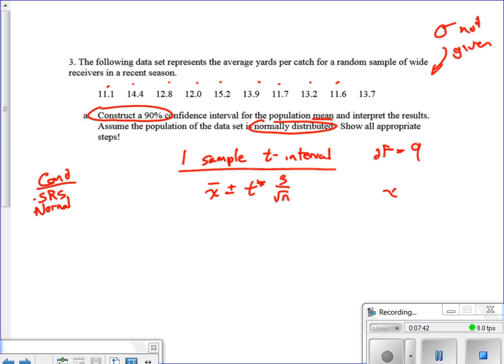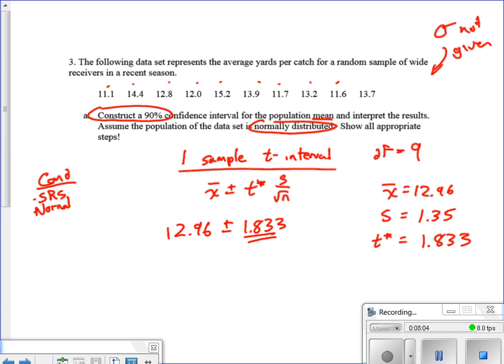We realize that x bar is 12.96, and we use s, 1.35. For the t star, go to your table. The t star for a 90% confidence interval and 9 degrees of freedom is 1.833. So plug those values in: 12.96 plus or minus 1.833, which you get from that table, times 1.35 over the square root of 10. That's how many are in the sample.